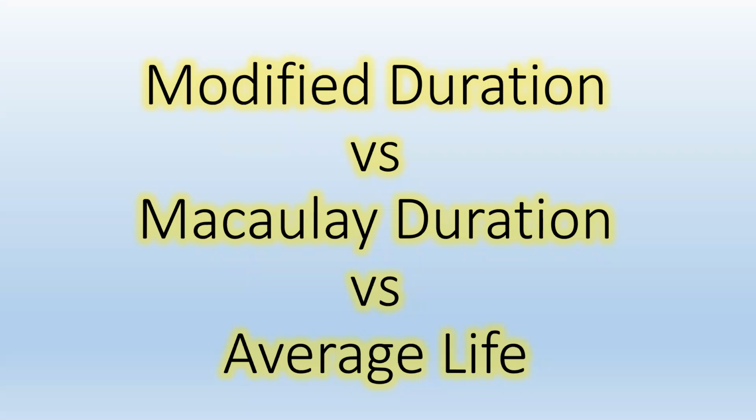Hello everyone. Welcome to this video on the topic of modified duration versus Macaulay duration versus average life. This duration concept is a very dreaded concept for various people who work in the field of bonds, fixed income security. So we are going to find out this duration. We are going to start with average life, then we will derive Macaulay duration, and then we will derive modified duration, and you will realize how easy these concepts are.